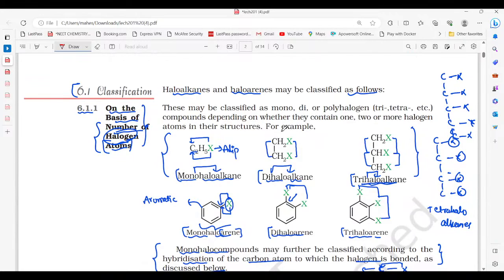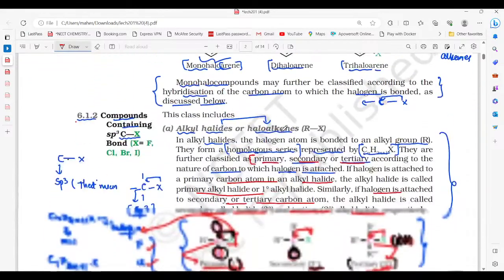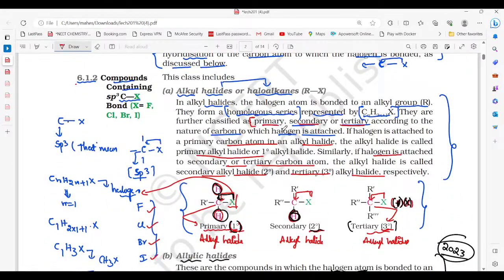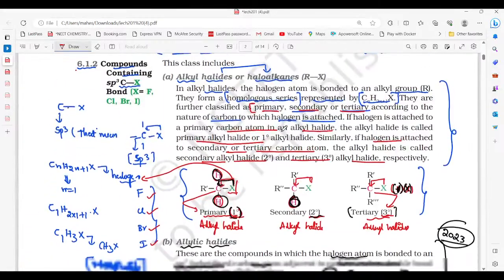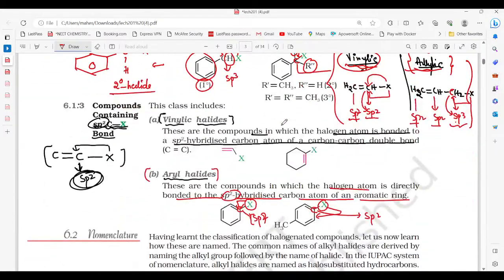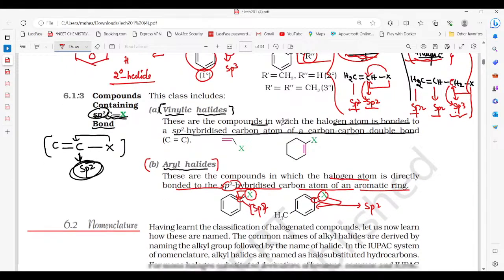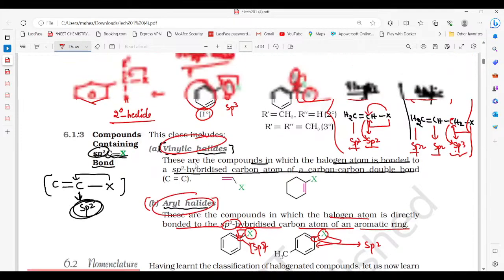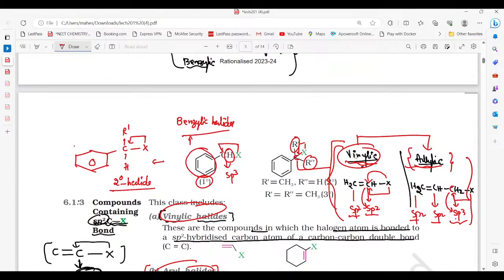Classification means, first, classification based on the number of halogen atoms attached, and the halogen attached to sp3 hybridized carbon. Here allylic and benzylic halides are discussed. And the halogen attached to a carbon which undergoes sp2 hybridization, in this, vinylic halides and aryl halides are discussed. I hope the comparison between vinylic and allylic compounds is clear to you. Why? Because these are very important from the exam point of view.